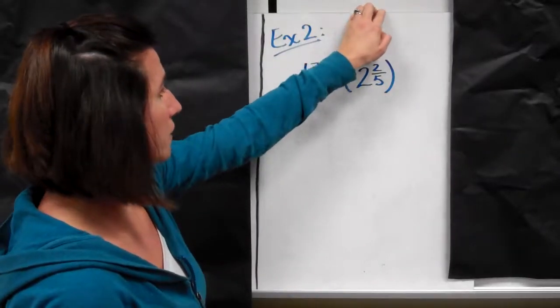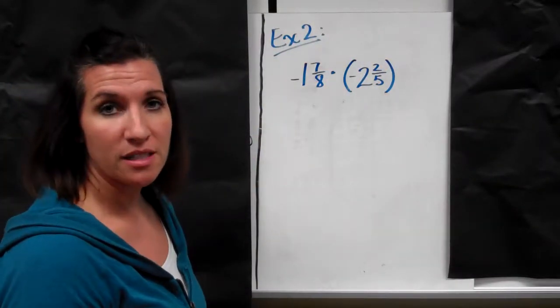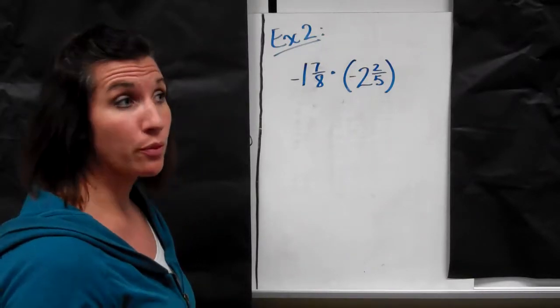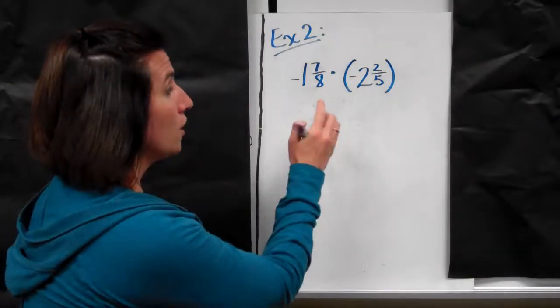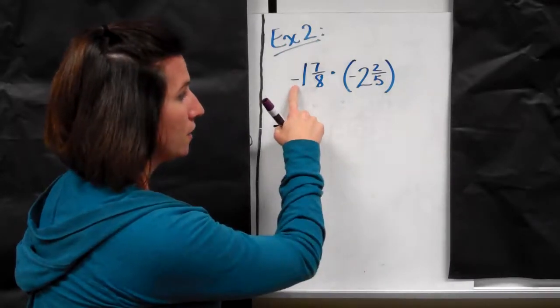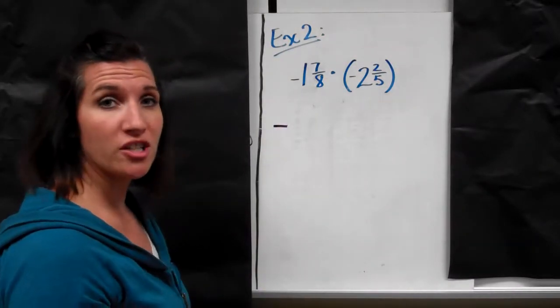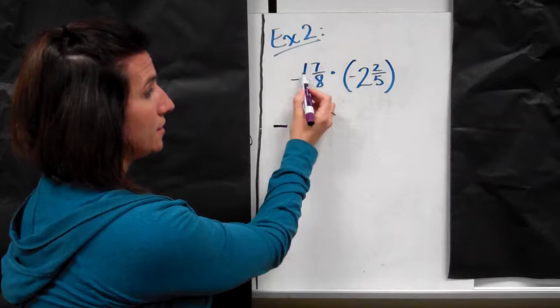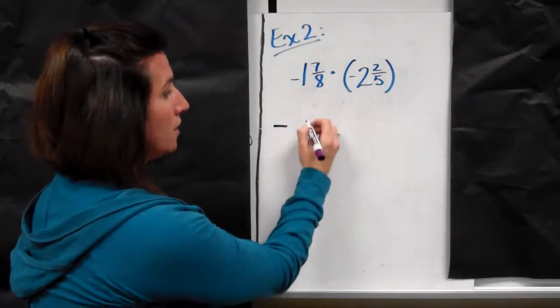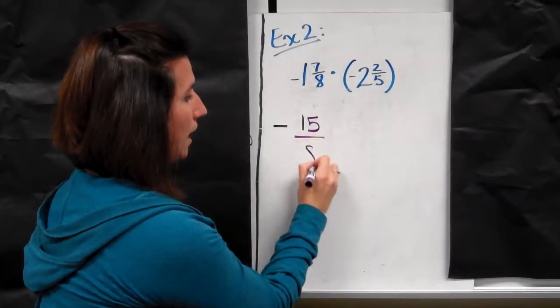Let's try mixed numbers. Before we multiply mixed numbers, you have to change them to improper fractions first. So you're going to make this first one negative. Then you just change it to an improper fraction like we have done in the past. 8 times 1 plus 7. This is going to give me 15 eighths.